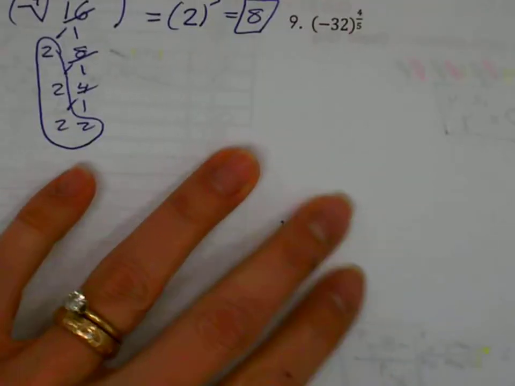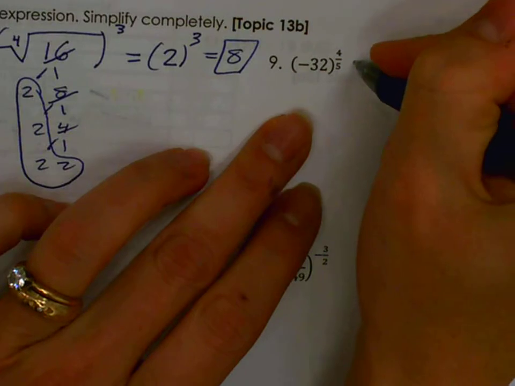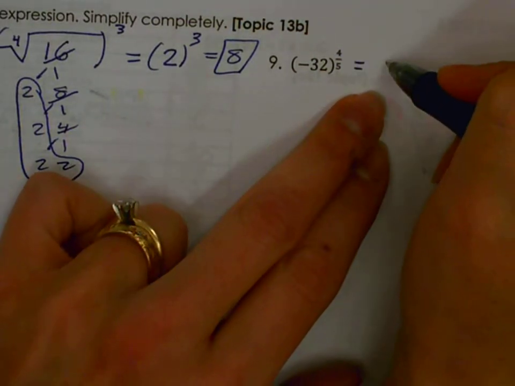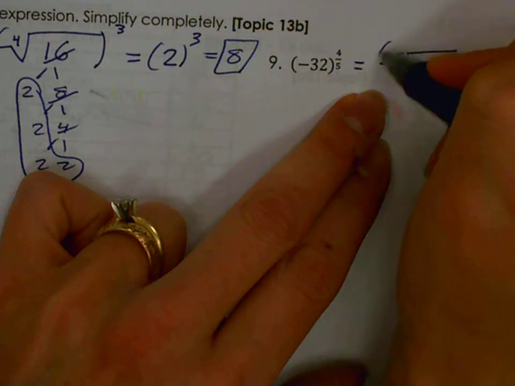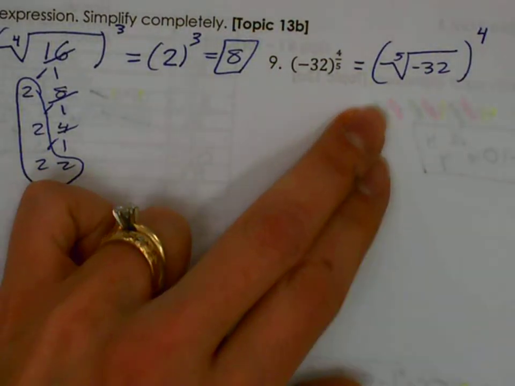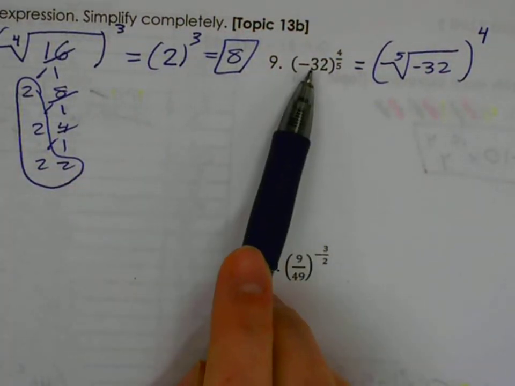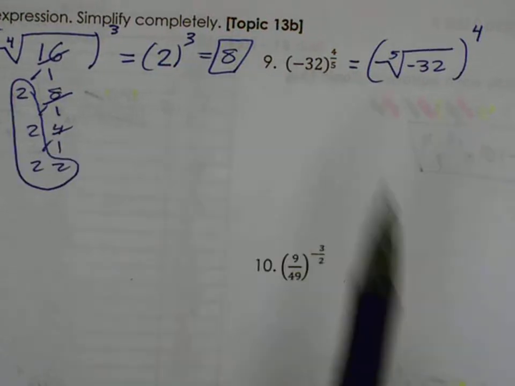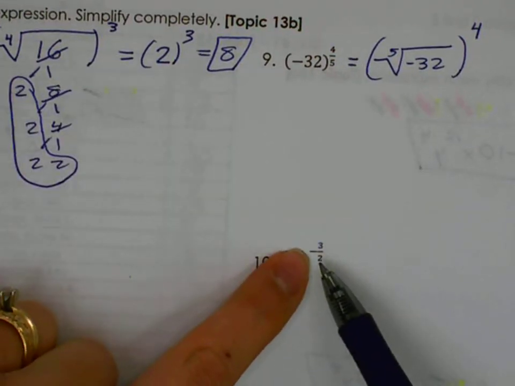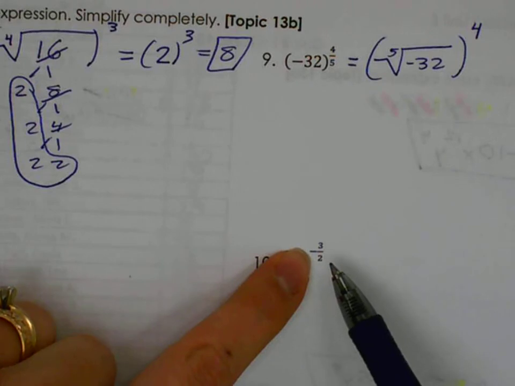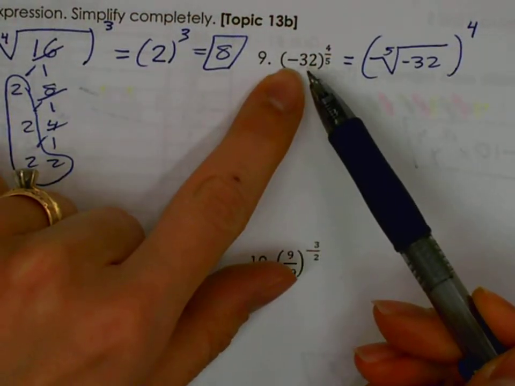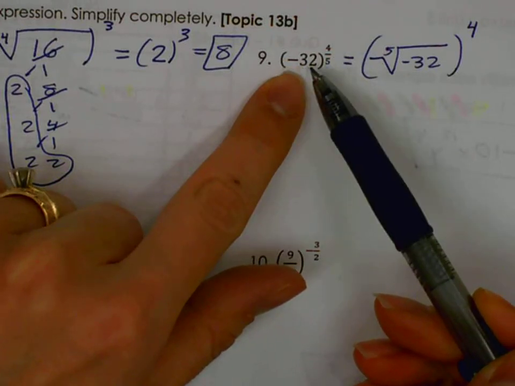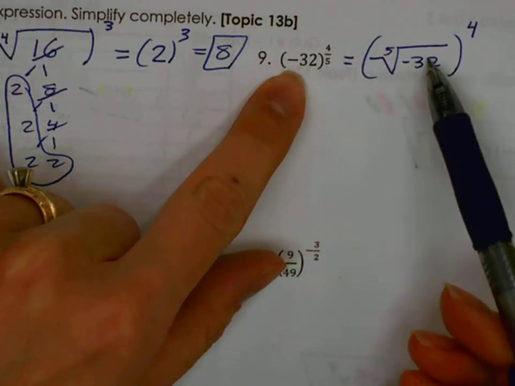All right, number 9. Again, I'm going to rewrite it. So I've got the fifth root of negative 32, and then this whole thing to the fourth power. And this does not mean I'm flipping anything. So the difference between number 9 and number 10. Number 10 is a negative exponent. I need to turn that exponent positive by flipping this fraction. This is not a negative exponent. 4/5 is positive. This is just a negative number. And that goes right here under the radical sign.